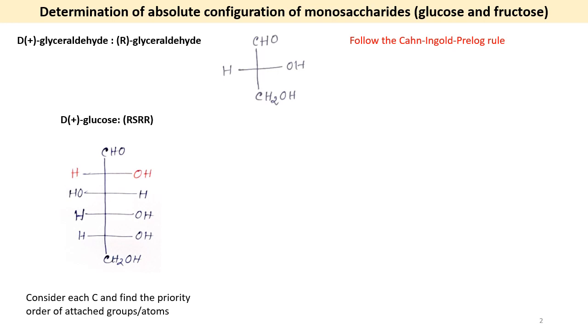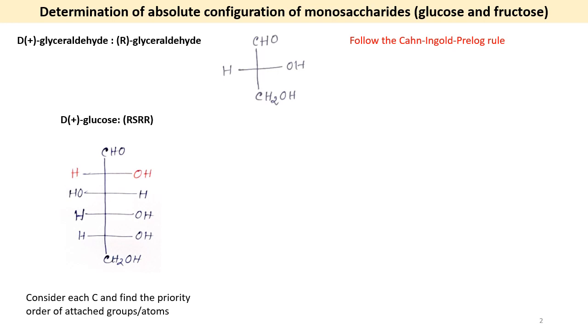Now, let's come to the determination of absolute configuration of monosaccharides. We'll be concerning ourselves with glucose and fructose here. So we talked about the relative configuration D and L a lot in the previous slides. So now we'll look at the absolute configuration. What are the absolute configurations? R or S? So if you look at the example of glyceraldehyde, you have to follow the Cahn-Ingold-Prelog rule to assign its absolute configuration or to determine its absolute configuration.